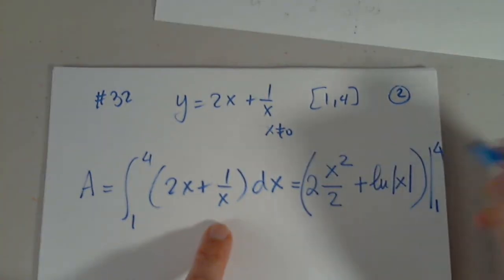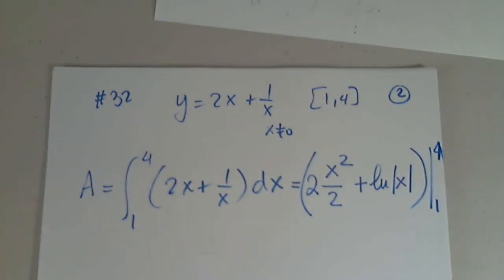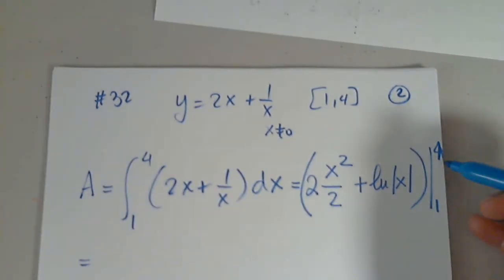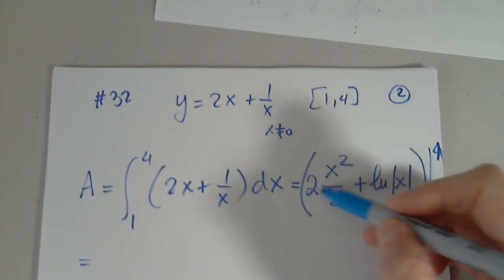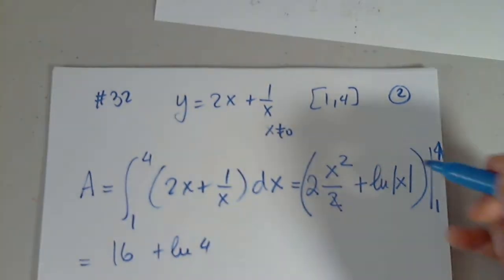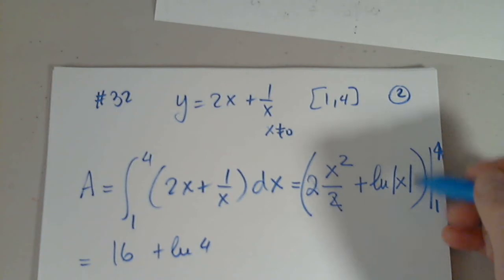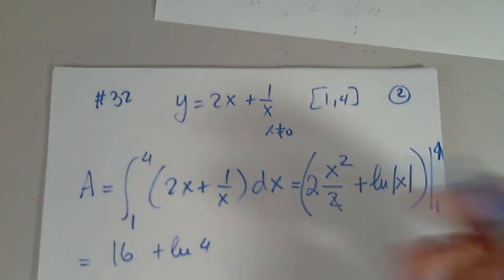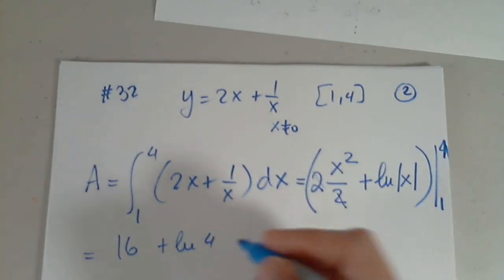From 1 to 4. The derivative of natural log x is 1 over x. The derivative of 2x squared over 2 is 2x. Now, I continue by plugging in 4 everywhere. Of course, I'll simplify this. So I have 16 plus natural log 4. I can drop the absolute value symbol because 4 is a positive number.